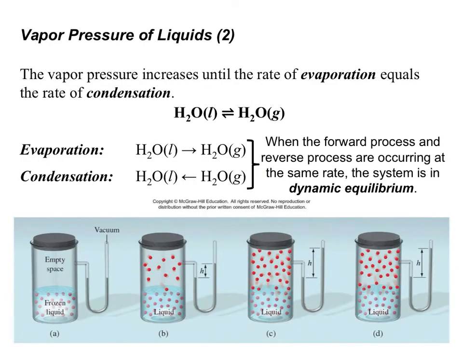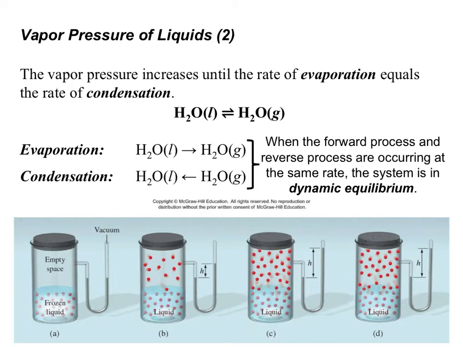The vapor pressure increases until the rate of evaporation equals the rate of condensation. Evaporation is when liquid water turns into gas, and condensation is when gaseous water turns into liquid. When these two processes are occurring at the same rate, the system is in dynamic equilibrium. So what does it all mean?